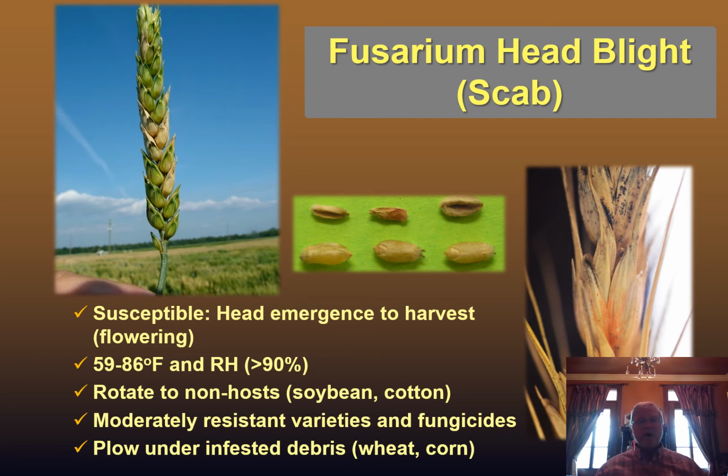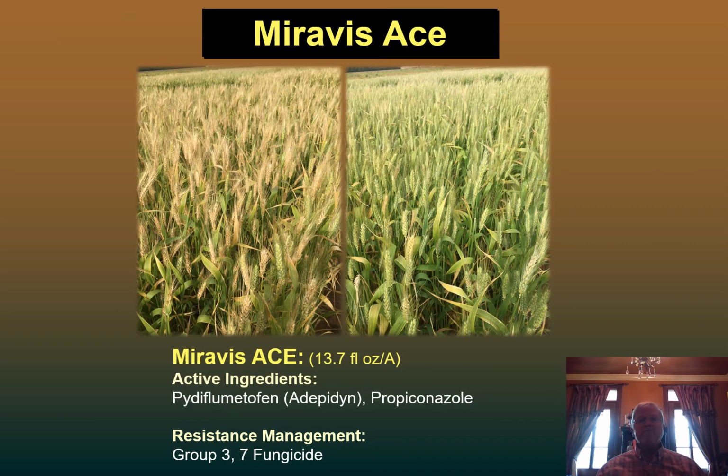You can also plow under infested debris, like wheat, and also corn. Just realize corn is also a host for this fungus, so it increases the risk when you grow wheat behind corn. There is a new product, Miravis Ace.